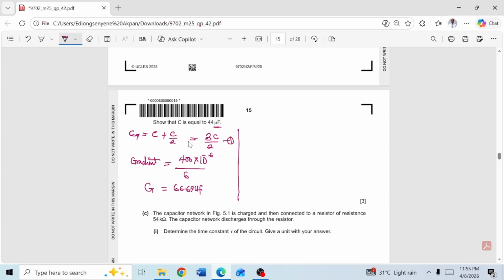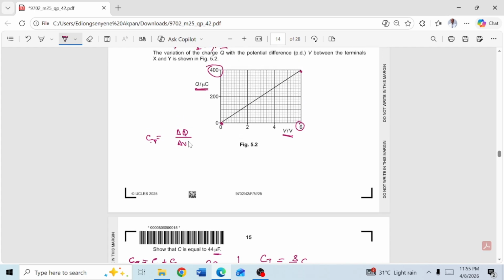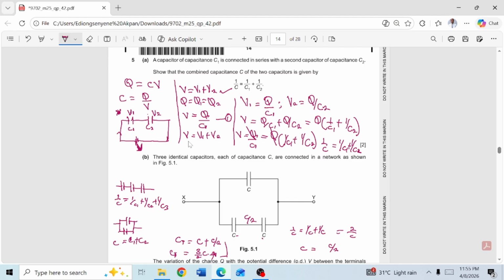We now look for C. If CT equal to 3 over 2C, we will have 66.67 microfarad equal to 3 over 2C. C will be 66.67 times 2 divided by 3. This will give us 44 microfarad. You see how I did it? I used the graph to get the total, just like what we were explaining up here.